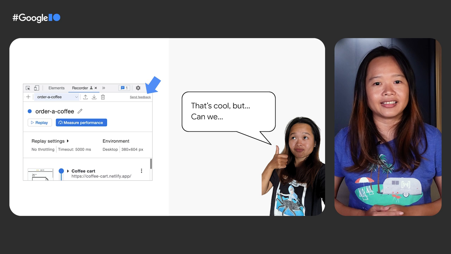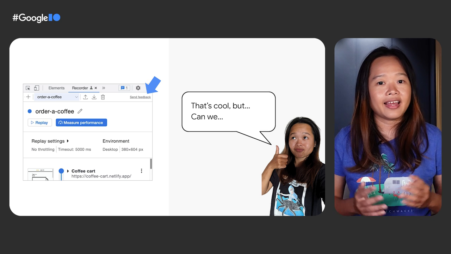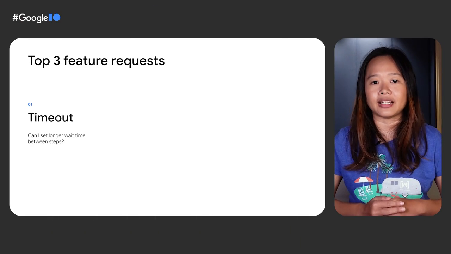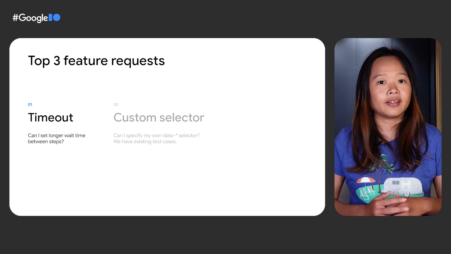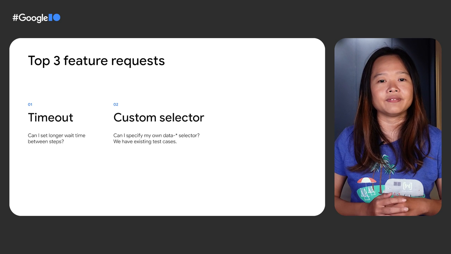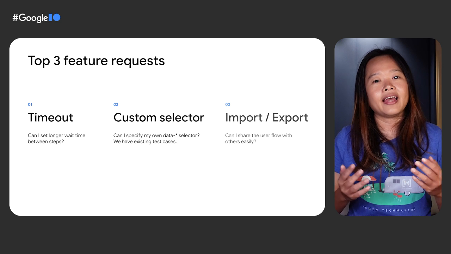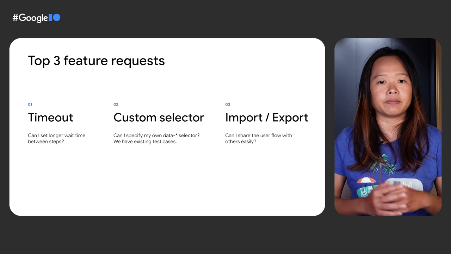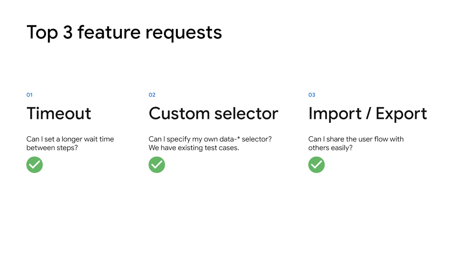We launched this feature last year as a developer preview, and since then, your feedback has been overwhelming. Among the feedback, here are the top three requests. You want to be able to set a longer timeout between steps. You want to be able to specify a custom selector for the recording. And you want to be able to import and export the recordings for sharing purposes. We hear you. And guess what? We have built these three features with some extra goodies. Let's go through them one by one.